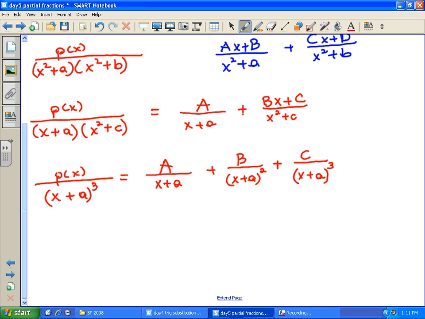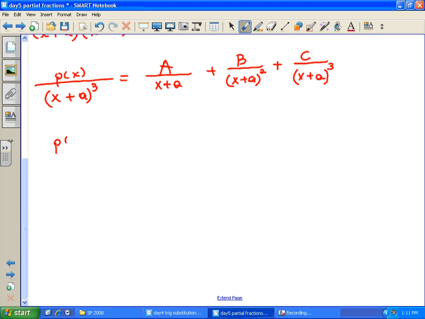And what is the situation with irreducible quadratics to a power? So for example, say you have p of x over an irreducible quadratic, something like x squared plus a, let's say to the second power, to make it a little bit easier. This is also a repeated factor because it's x squared plus a times x squared plus a. For repeated factors, look at the power, whatever the power is, you're going to need that many fractions. Start with the power of 1, work your way to the highest power there.